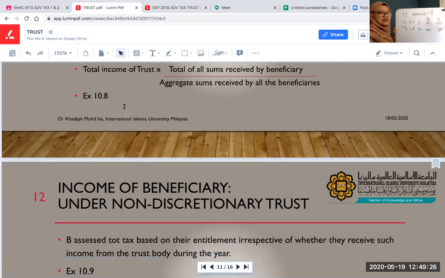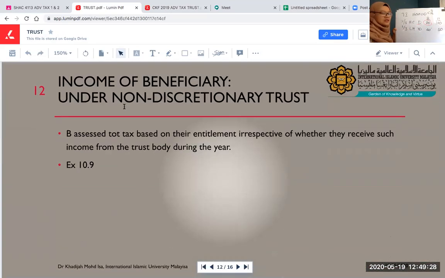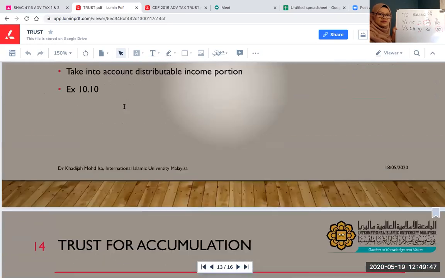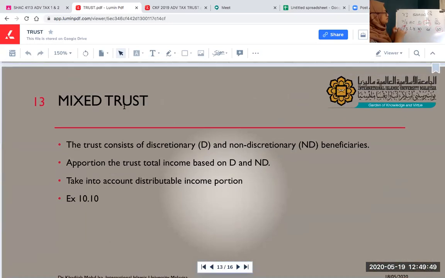But for the non-discretionary, it will be based on their entitlement. Received 40,000, total income 50,000. But because it is a non-discretionary trust, you are assessed at 50,000 here. You get that? Okay? So this is what we call a mixed trust, because it has both discretionary and non-discretionary trust there.